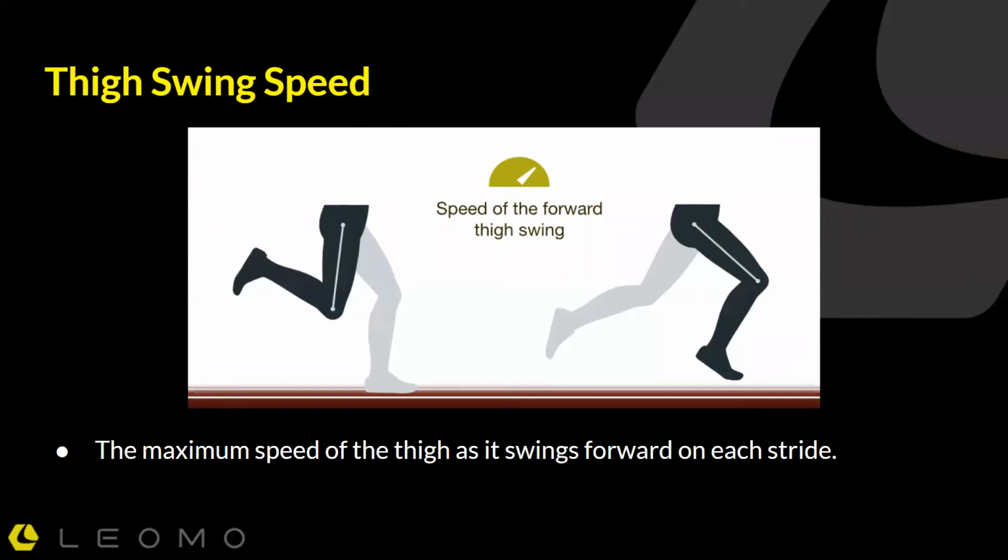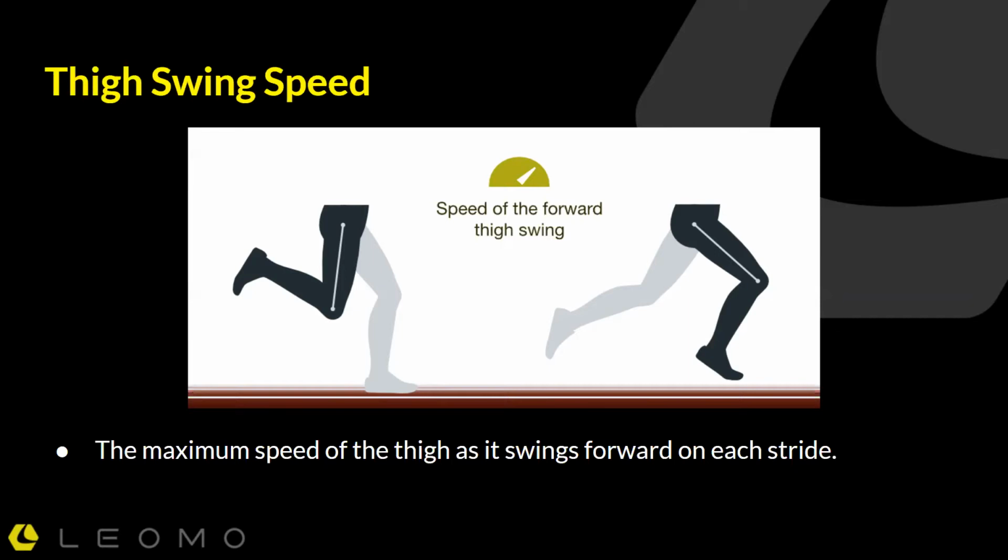Moving on, we have thigh swing speed. And this one is pretty much exactly how it sounds. It is the maximum speed of the thigh as it swings forward on each stride. We can see in this first picture, we've got a runner who is in stance phase, and that lifted leg is at its highest recoil point.